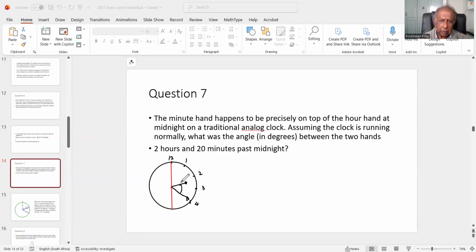Now, it's not exactly at 2. Because when the minute hand moves, the hour hand crawls its way from 2 to 3. Right? So it has moved a little bit. You see, when the minute hand has to cover all 60 minutes, the hour hand covers only 5 minutes. Like for instance, at 1 o'clock, the hour hand has traveled 5 minutes, but the minute hand has traveled through 60 minutes. So the minute hand travels 12 times faster than the hour hand.